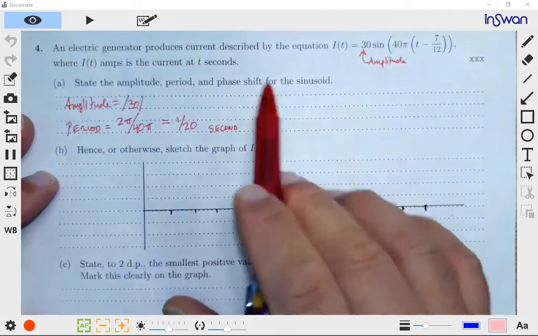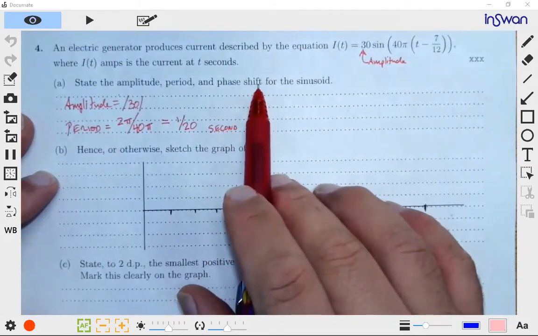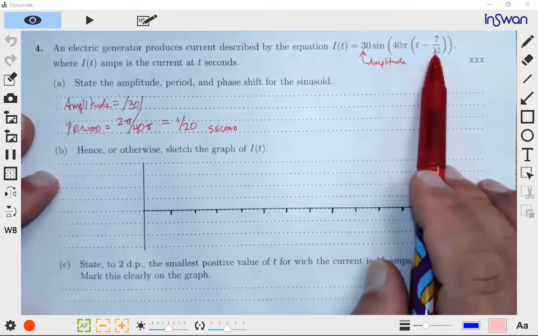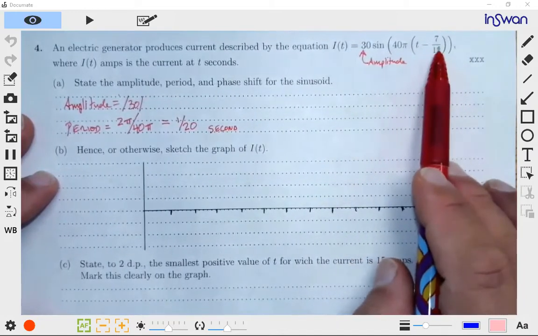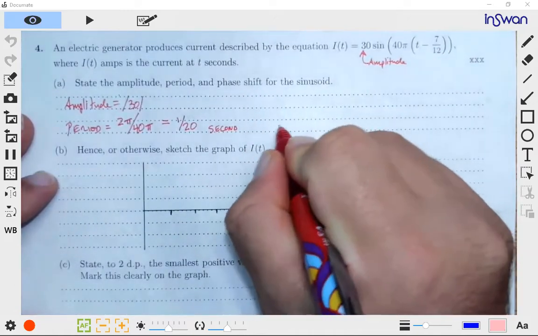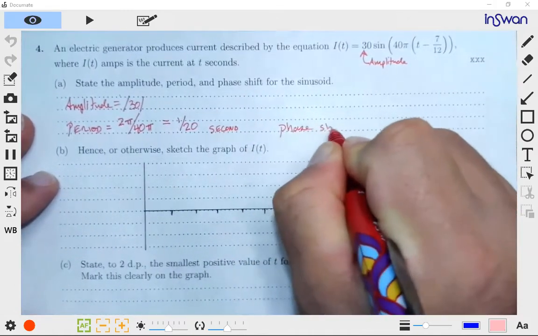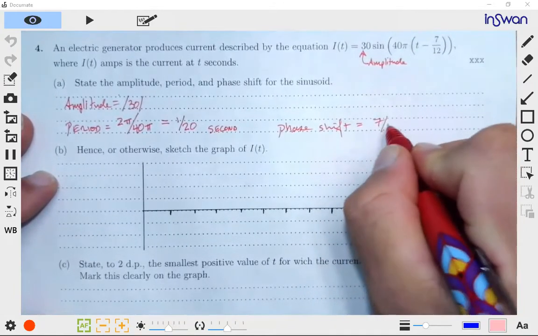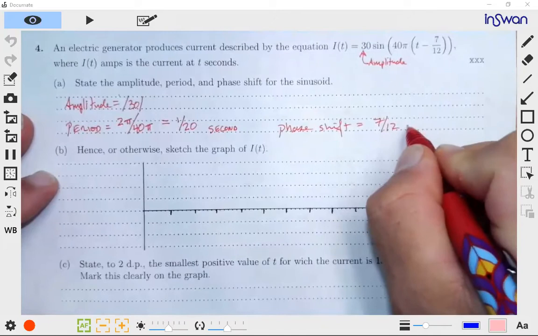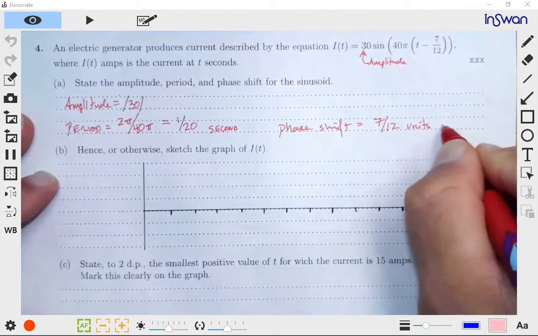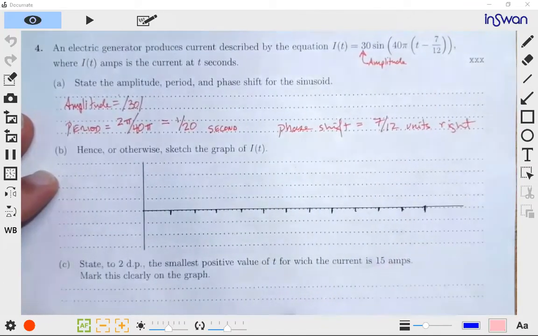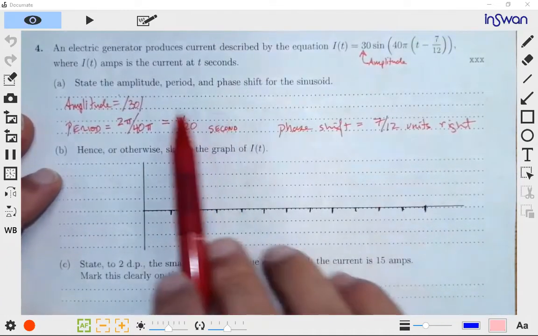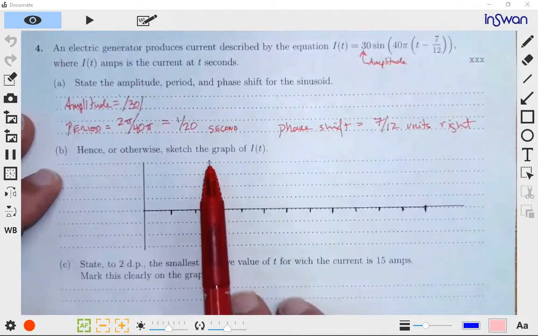Then we also have the phase shift for the sinusoid. If I already have all of this factored out, my phase shift is simply this value over here. So my phase shift is simply 7 over 12, with units in this case of seconds, to the right. Now with this information, I can draw my sketch.